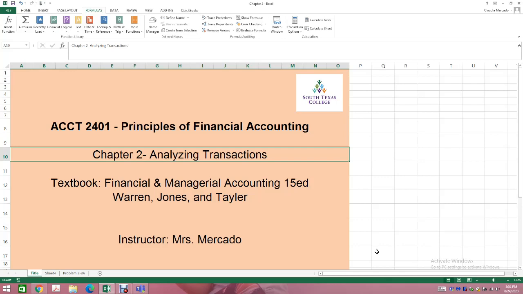Okay, now this is Accounting 2401. This is Principles of Financial Accounting, and the textbook that we are using is Financial and Managerial Accounting, 15th edition.